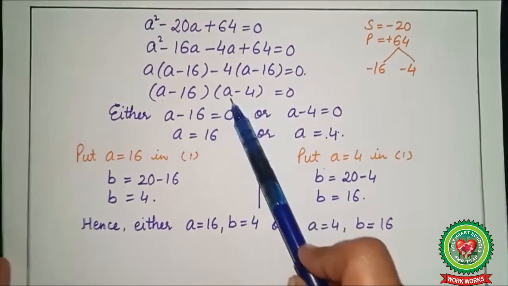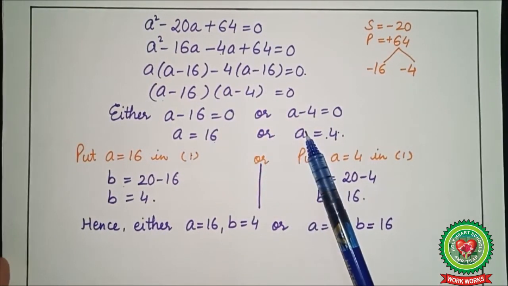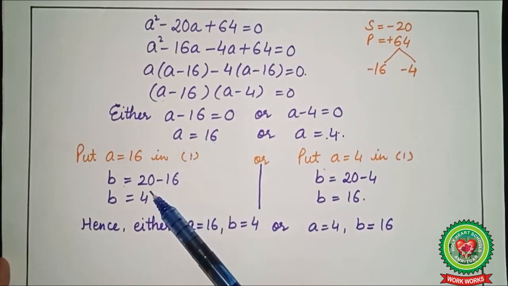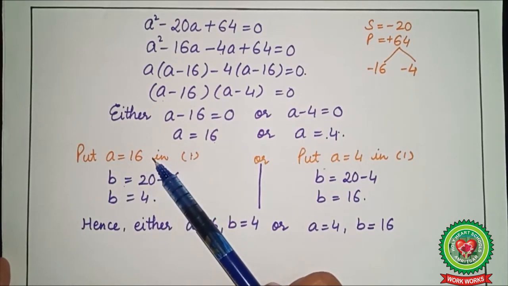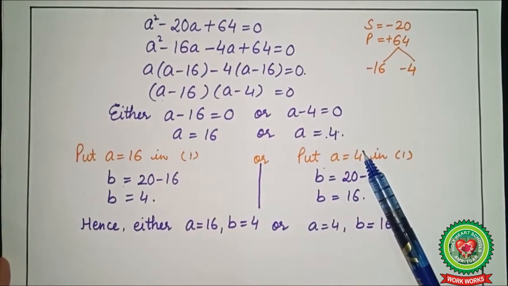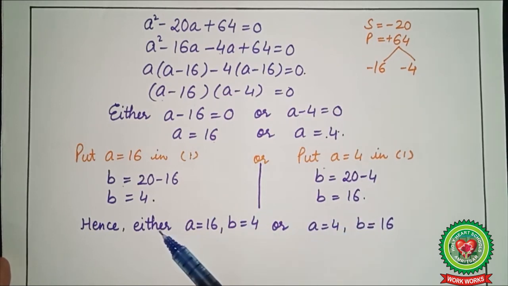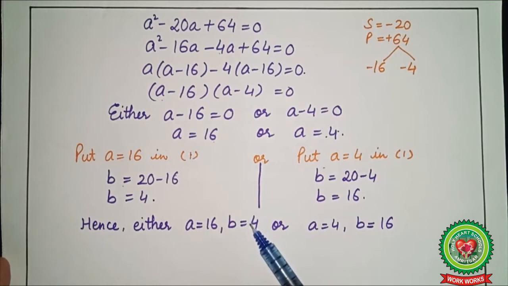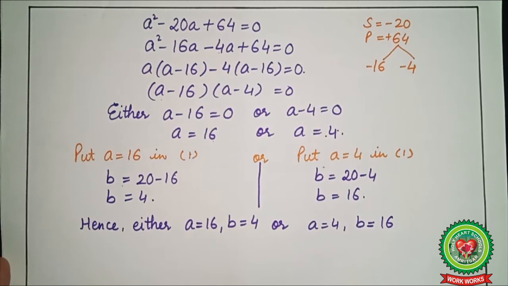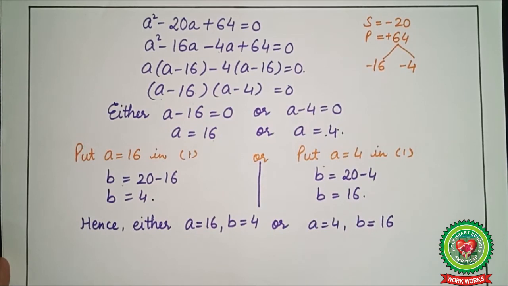When you equate them equal to 0, we will get two values. Either A is equal to 16 or A is equal to 4. Now, put the value of A in equation number 1. When you put A is equal to 16, we will get B is equal to 4. When you put A is equal to 4, we will get B is equal to 20 minus 4, that is 16. Hence, either A is equal to 16, B equal to 4, or A is equal to 4, B equal to 16. Now student, let's do one more example of the same type.